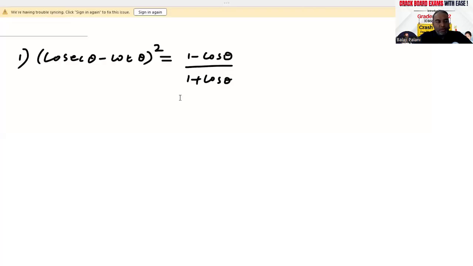Hello students, I got a few questions from a recent maths paper from a particular school. Let's solve this together. The first question is a trigonometric question. (cosec theta minus cot theta) whole square, we have to prove that it is equal to (1 minus cos theta) by (1 plus cos theta).